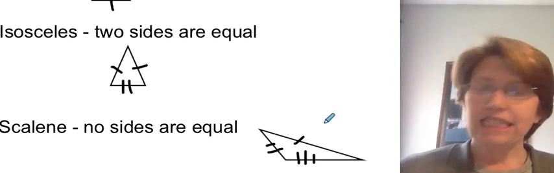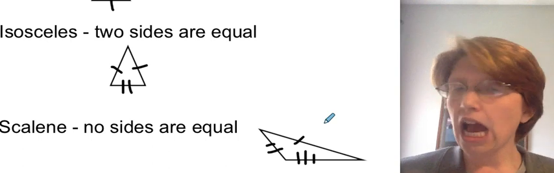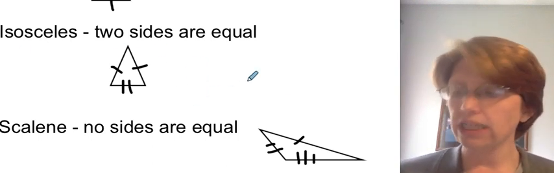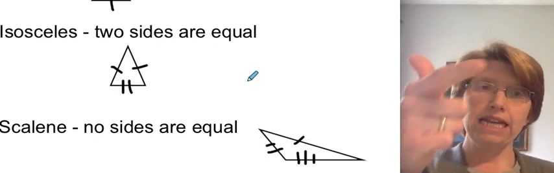Let's read 9 and 10 together. Can an isosceles triangle have side lengths of 8, 9, and 10?